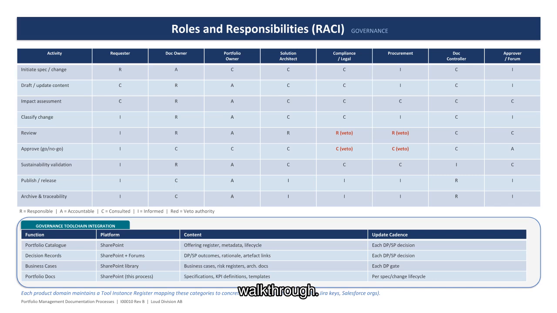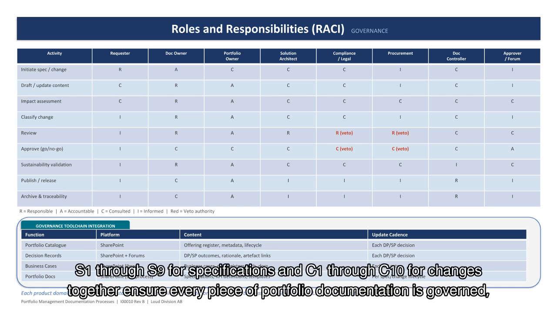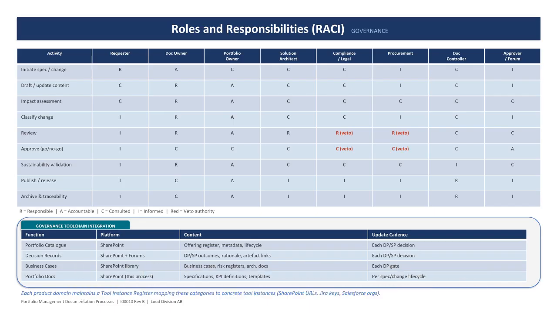That concludes the walkthrough. S1 through S9 for specifications and C1 through C10 for changes together ensure every piece of portfolio documentation is governed, traceable, and proportionally controlled.